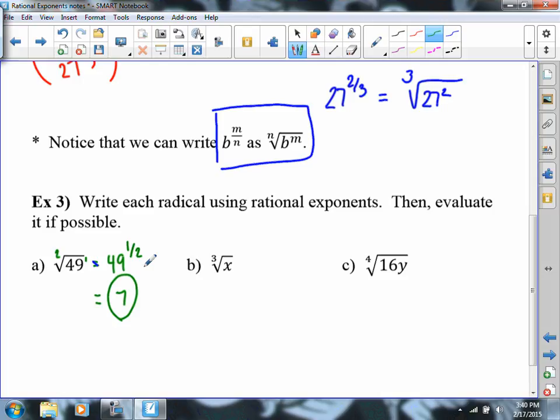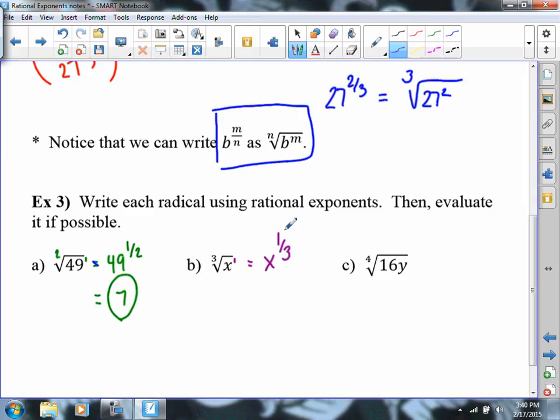Okay, for part B, we have x, and it's really x to the first. So if I rewrote this, this would be x to the 1/3 power. The root that we take becomes the denominator in our fractional exponent. And the exponent, if we have one, on the radicand becomes the numerator in our fractional exponent.